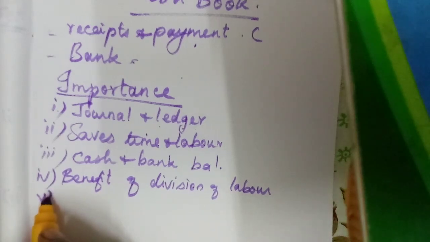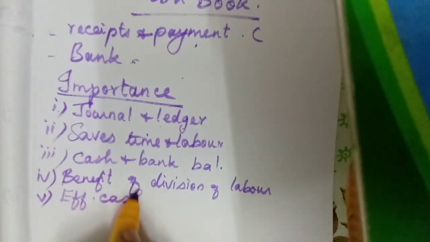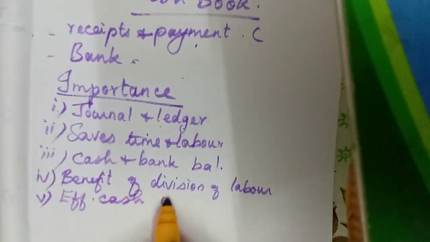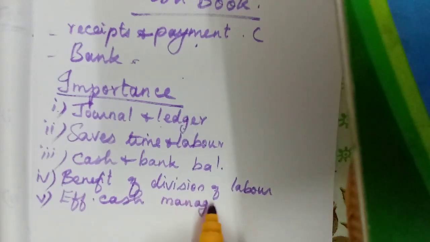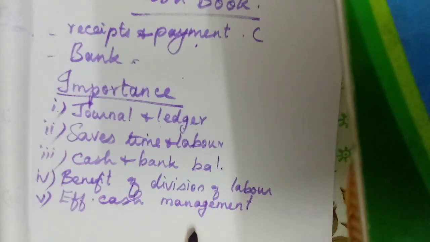Then the fifth one, effective cash management. Here we can find out what the cash payments are, what the cash receipts are, whether we have received a large amount from the debtors or whether we have paid an amount to our creditors, or any expenses that we have incurred for a great amount. So the cashier or the management can take effective policies or steps with the help of this cash book.